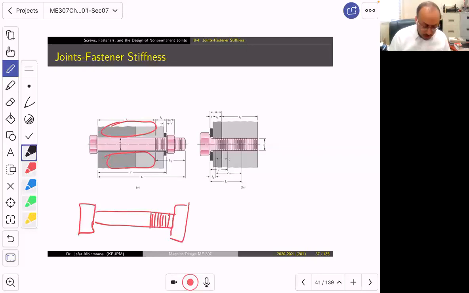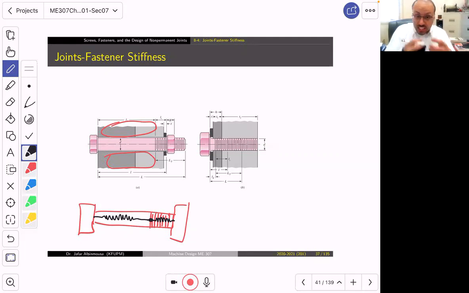If I assume it to be a spring, then the logical thing is to say that this part is one spring and this part is another spring. Right, guys? If we want to be accurate.